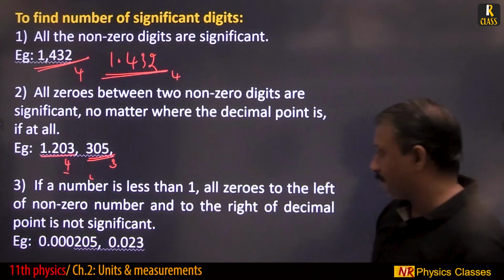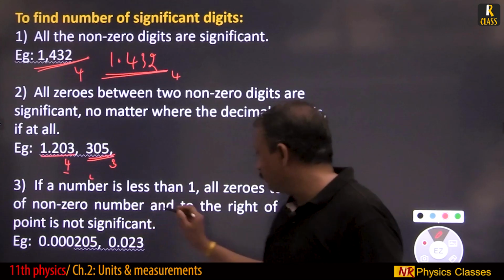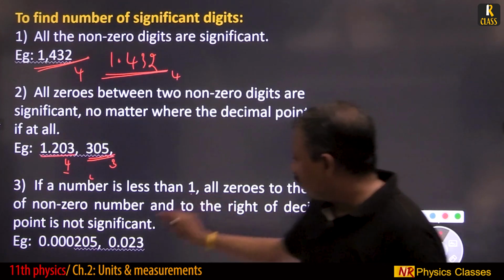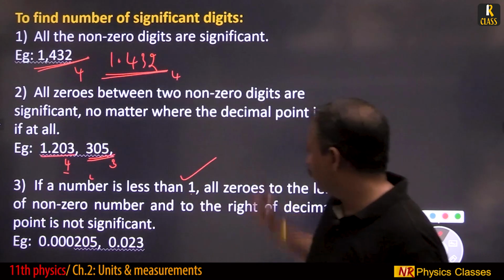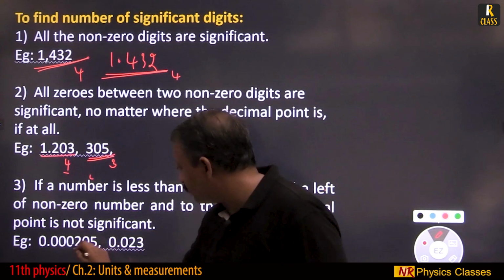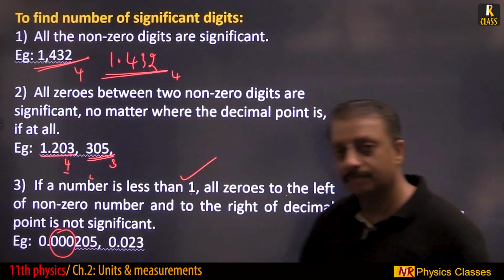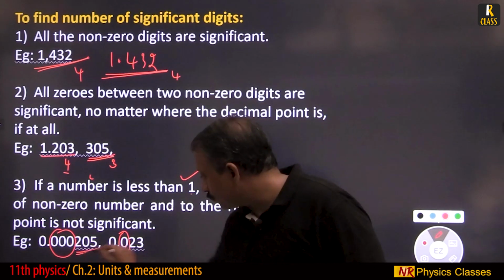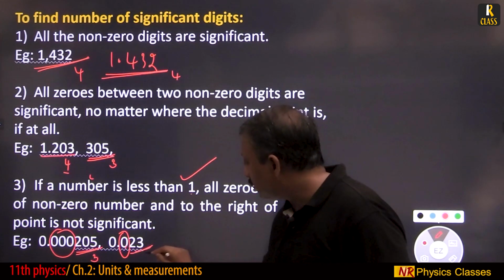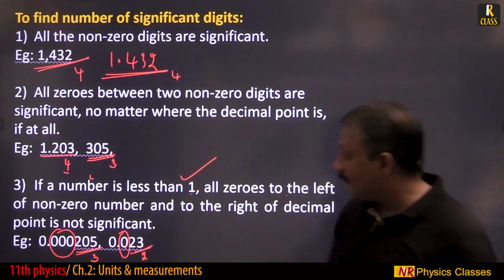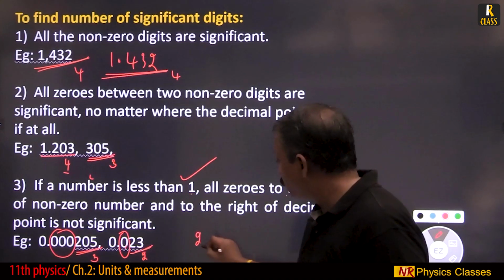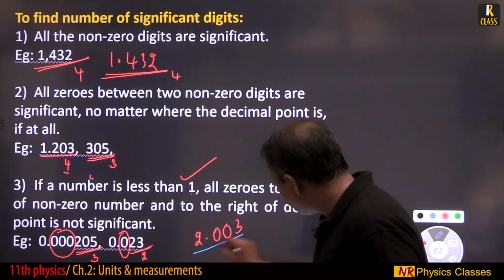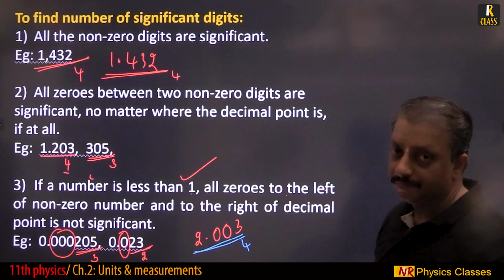If a number is less than 1, all zeros to the left of the non-zero number and to the right of the decimal point are not significant. Less than 1, 0 point something. All zeros to the left of the non-zero digits, these 3, this single, these zeros are insignificant. Therefore, there are 3 significant figures. There are 2 significant figures. This is true if it is less than 1. If it is 2.003, see, this is greater than 1. In this case, these 4 are significant. Okay.